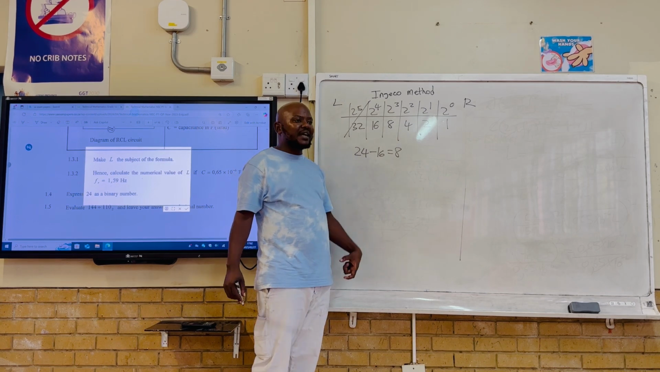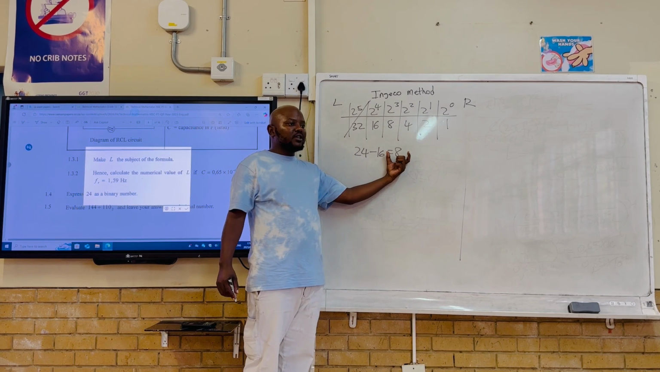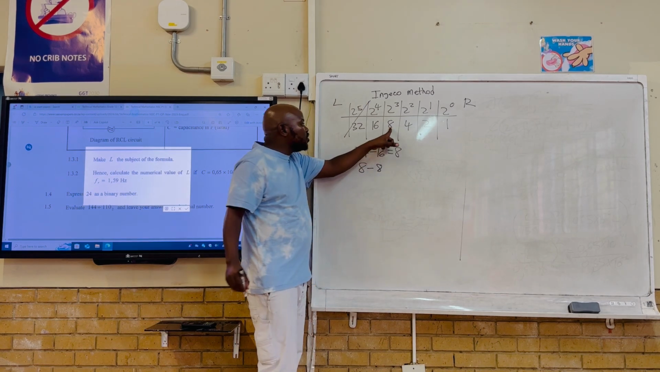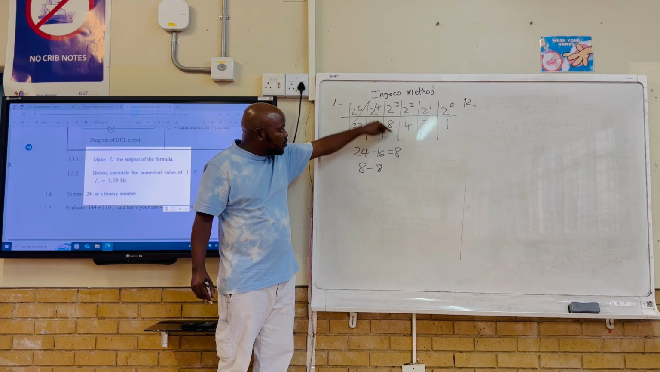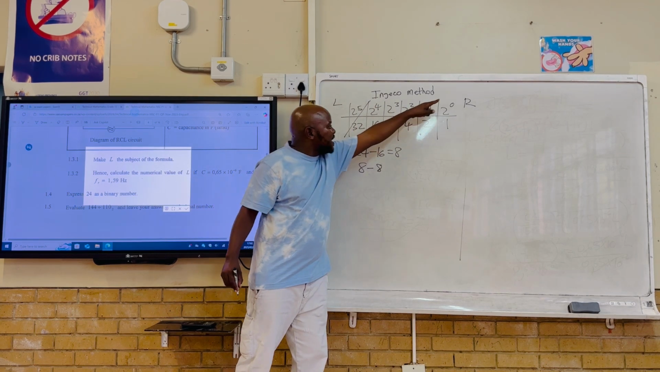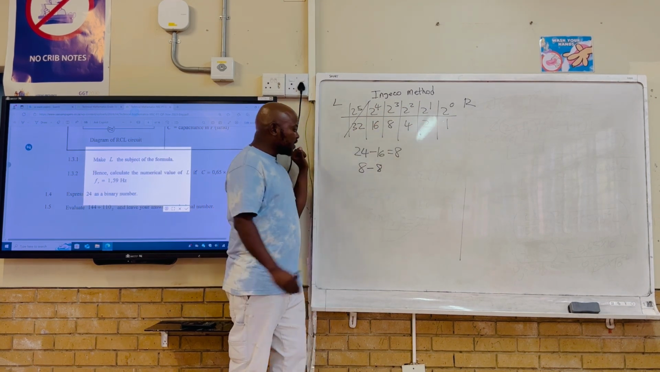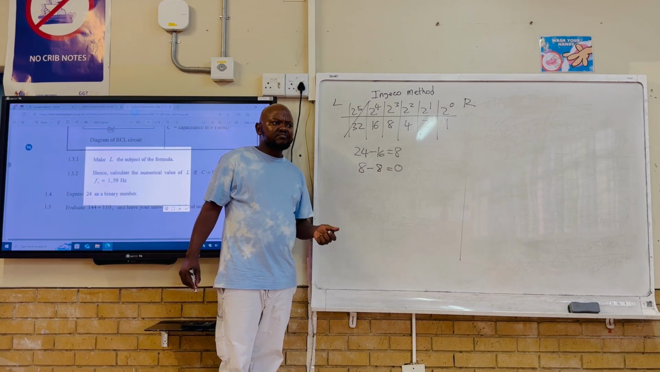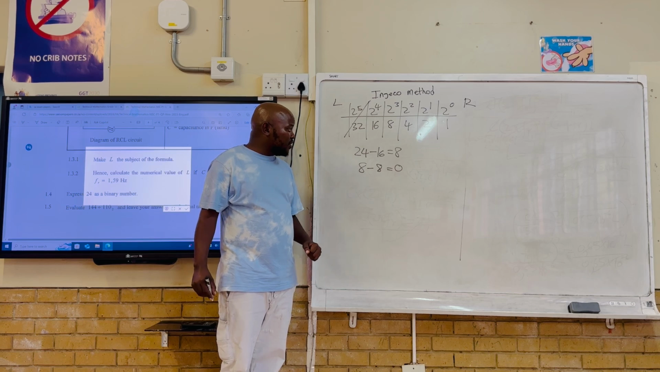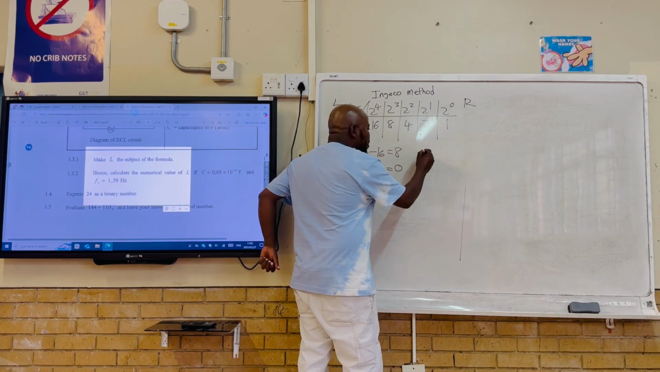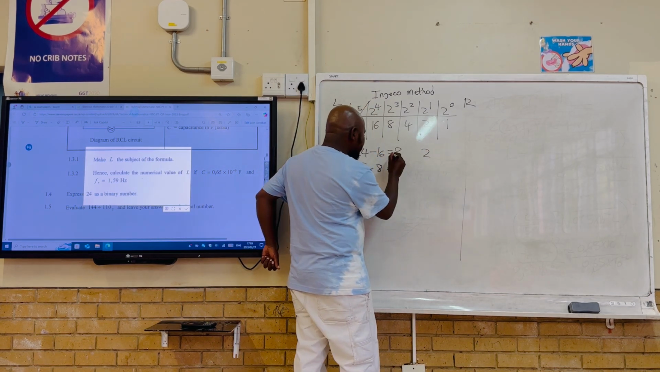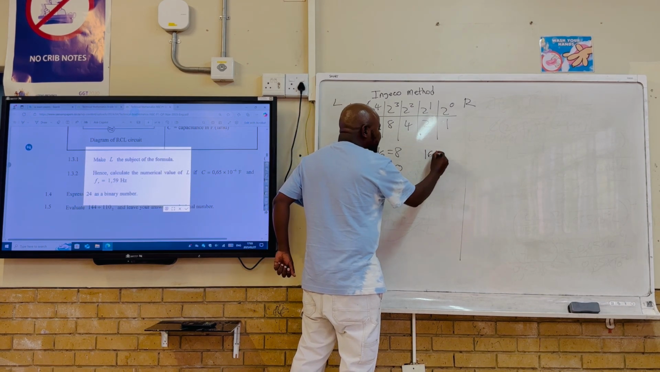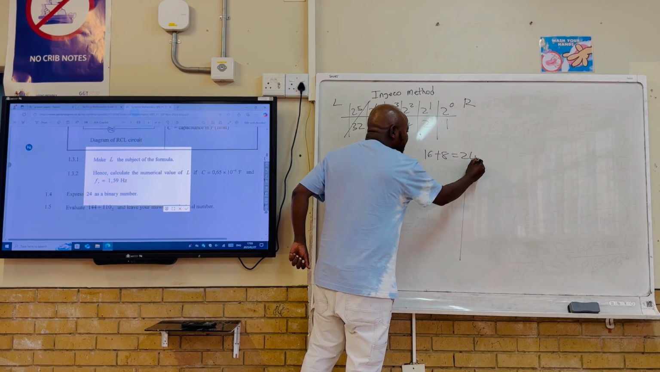Now we check again for the highest number that goes into 8. We have 8 minus 8, because we do have the highest number that goes into 8 from our Ingezo method, which is our table. 8 minus 8 is equal to 0. Now when we add 16 plus 8, we are going to have 24.